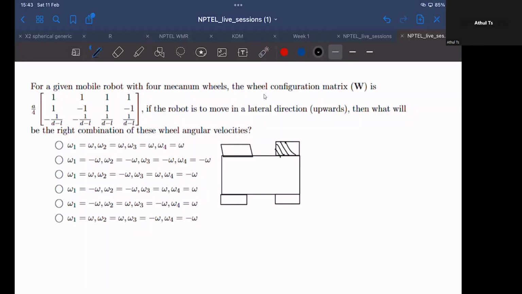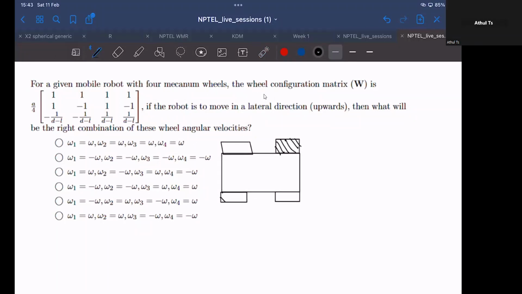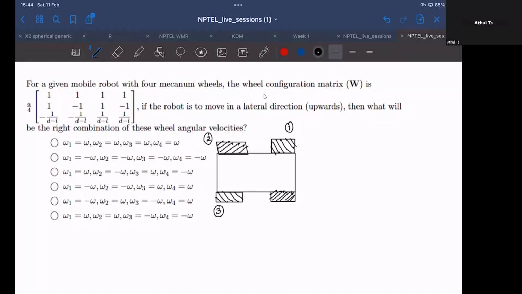So each of these mechanism wheels will have passive rollers along these directions. And as per our convention, we would consider this to be the first wheel. We would consider this to be the second wheel, and this to be the third wheel, and this will be our fourth wheel. I'll also attach a body-fixed frame of reference, X axis and Y axis.